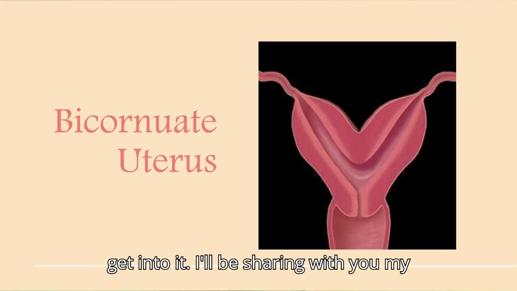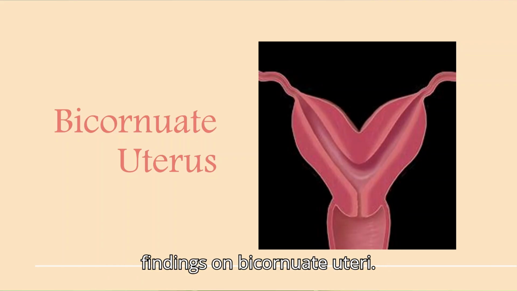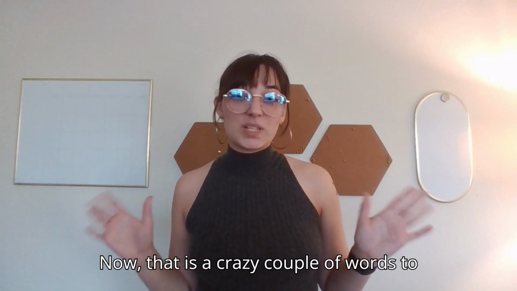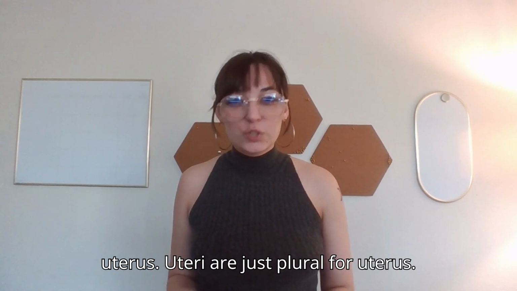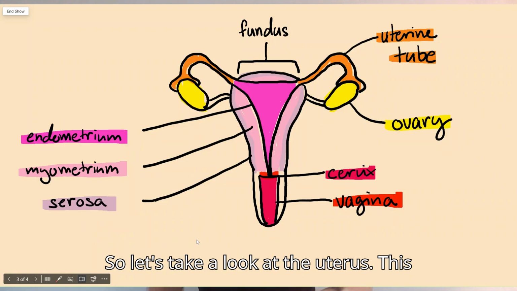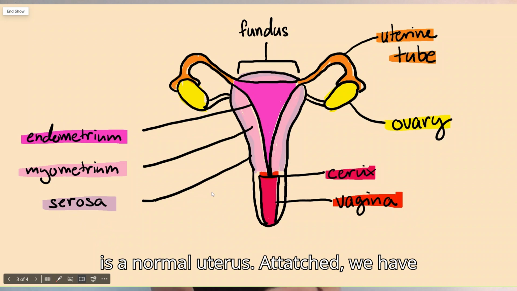I'll be sharing with you my findings on bicornuate uteri. Now, that is a crazy couple of words to hear. All it means is heart-shaped uterus. Uteri are just plural for uterus. So let's take a look at the uterus. This is a normal uterus.